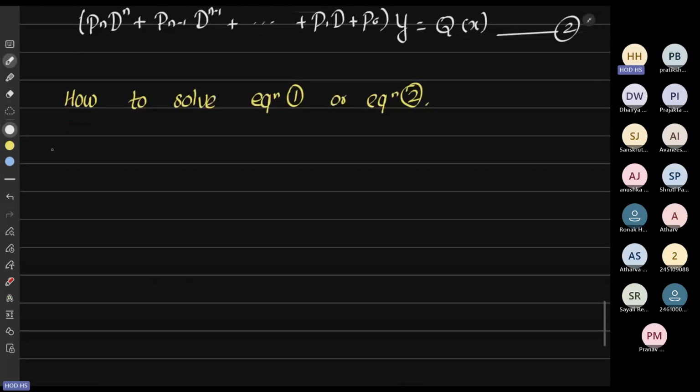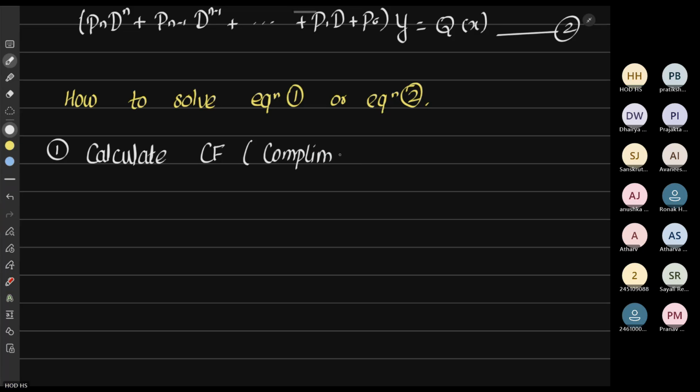So for that, the first thing is to calculate the CF, which is called the complementary function, for equation 1. To calculate the complementary function for 1.